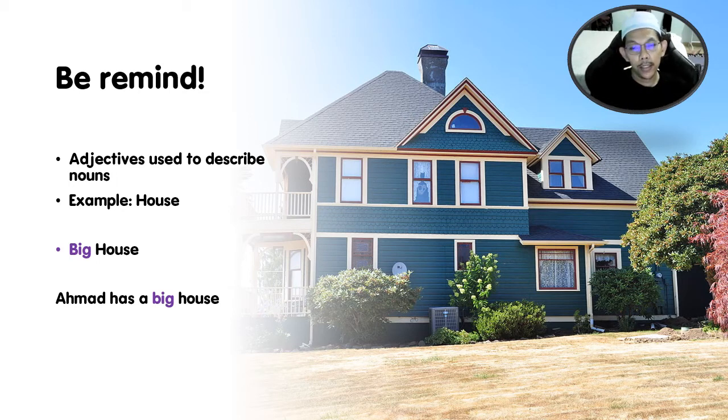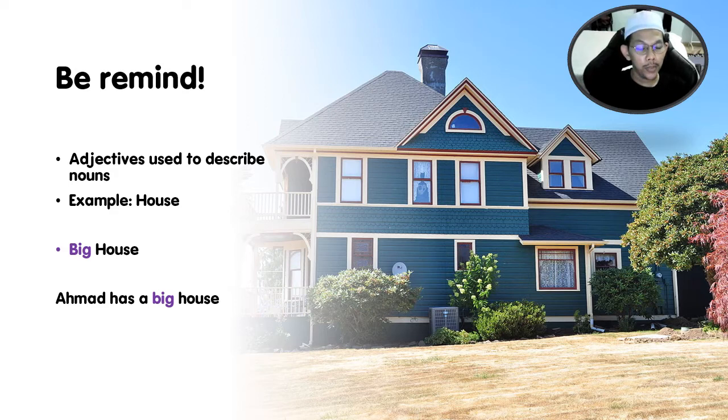The other examples of nouns are such as in this picture. Okay, what is in this picture? It is a house. Is it a big or small house? It is a big house. This house has 2 stories, dua tingkat. So it is a big house. For example, this is a big house.